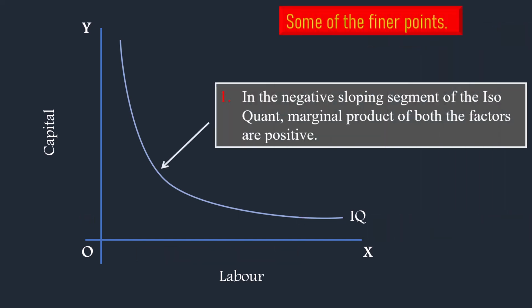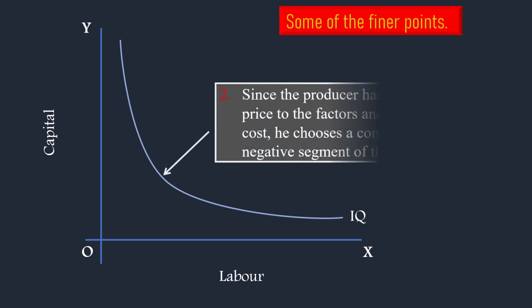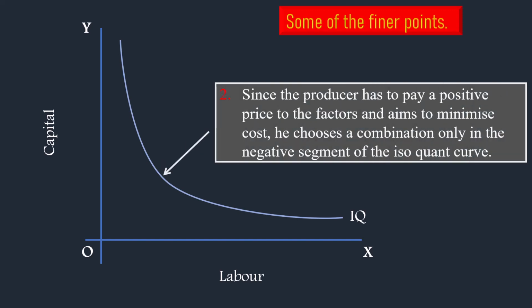1. In the negative sloping segment of the isoquant, marginal product of both the factors are positive. 2. Since the producer has to pay a positive price to the factors and aims to minimize cost, he chooses a combination only in the negative segment of the isoquant curve.